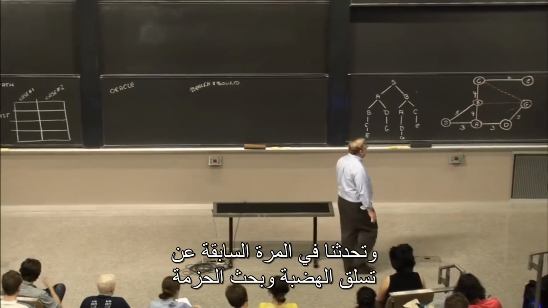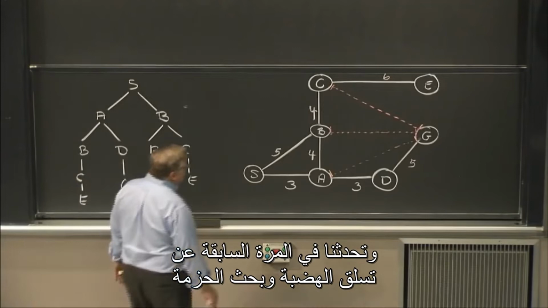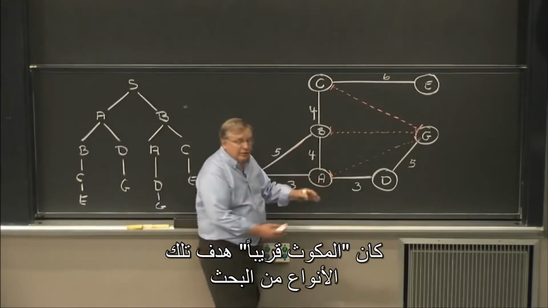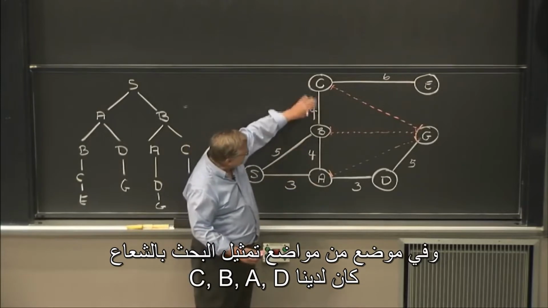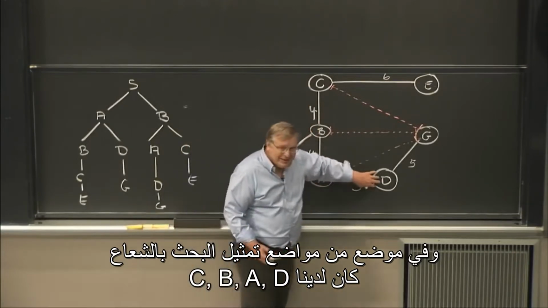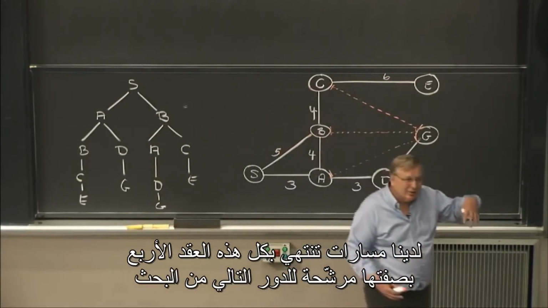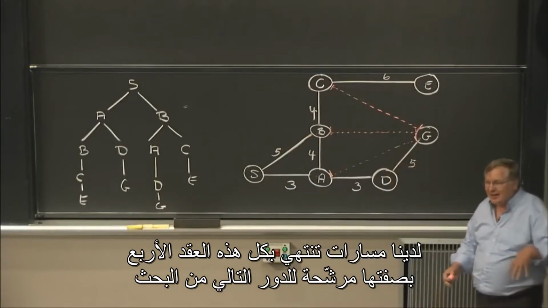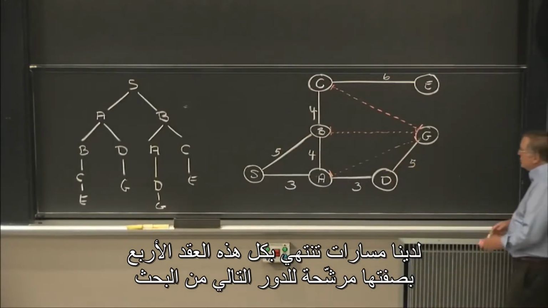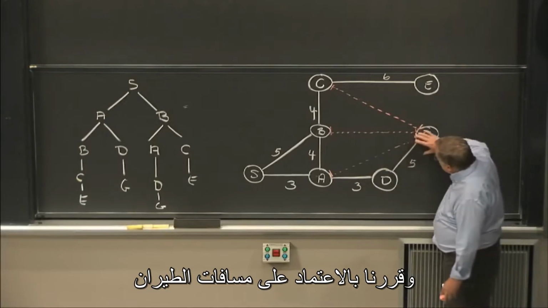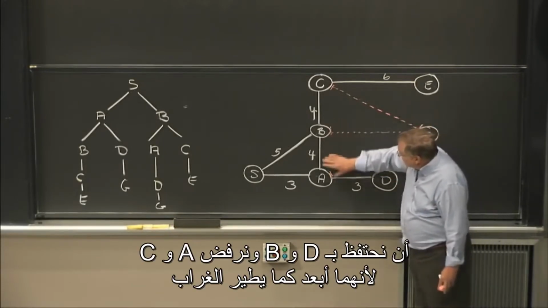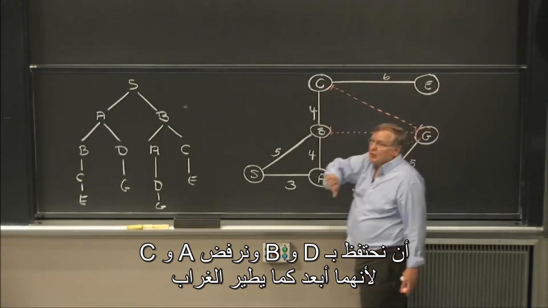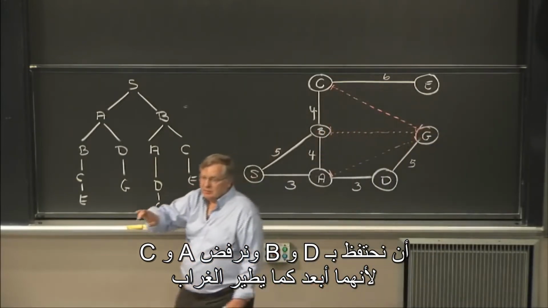But in general, it's a good thing to be close, and when we talked last time about hill climbing and beam search, being close was the objective of those kinds of searches. At one point, in a beam search illustration, we had C, B, A, and D. We had paths terminating in all four of those nodes as candidates for the next round of search, and we decided on the basis of these airline distances to keep D and B and reject A and C because they're further away as the crow flies.